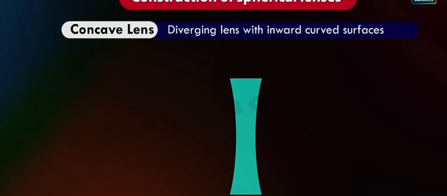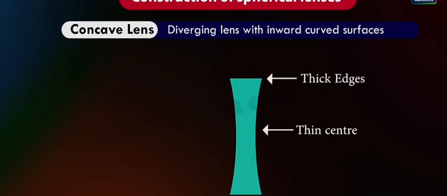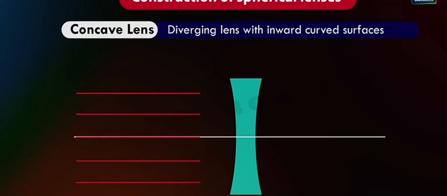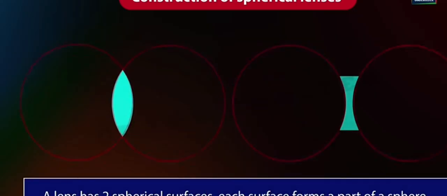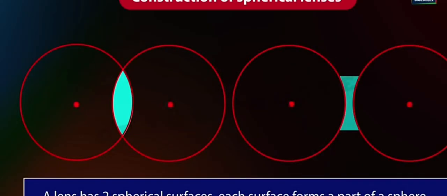A concave lens, also known as diverging lens, is a transparent optical device with curved surfaces that curve inward like a cave. Concave lenses are thinner at the center and thicker at the edges. These lenses are designed to cause parallel incident light rays to diverge away from the virtual focal point. A lens has two spherical surfaces. Each surface forms a part of a sphere. The center of these spheres is called the center of curvature.